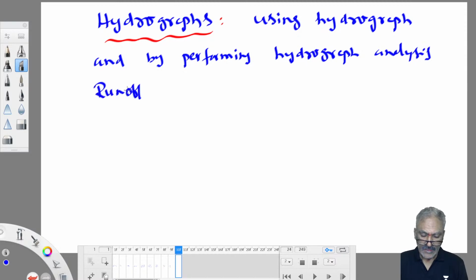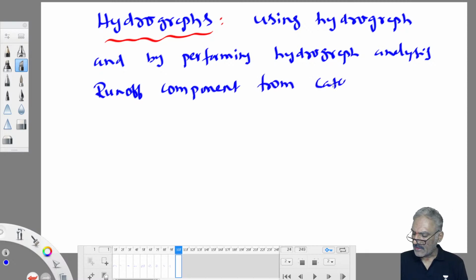The runoff component from a catchment can be estimated. Accurately you can find out.